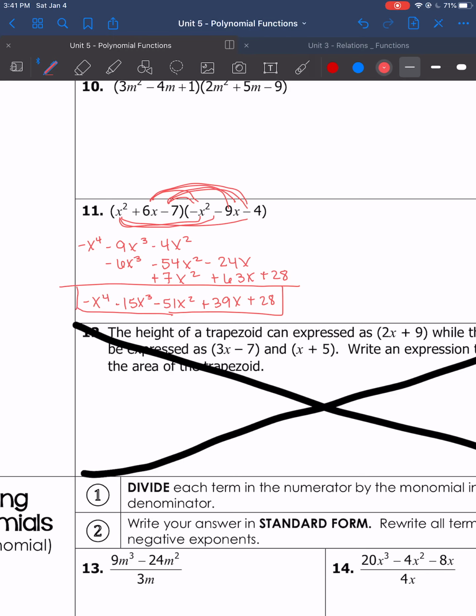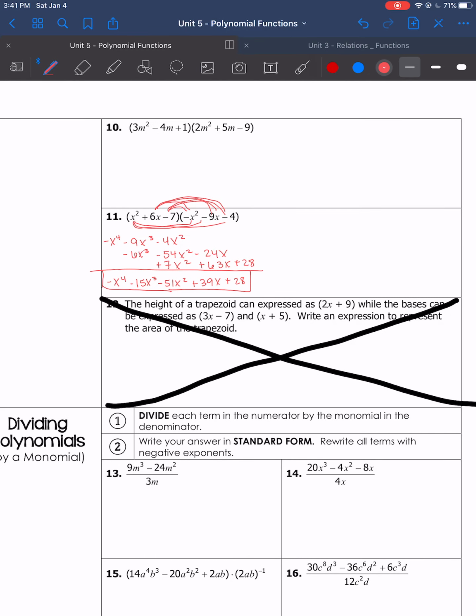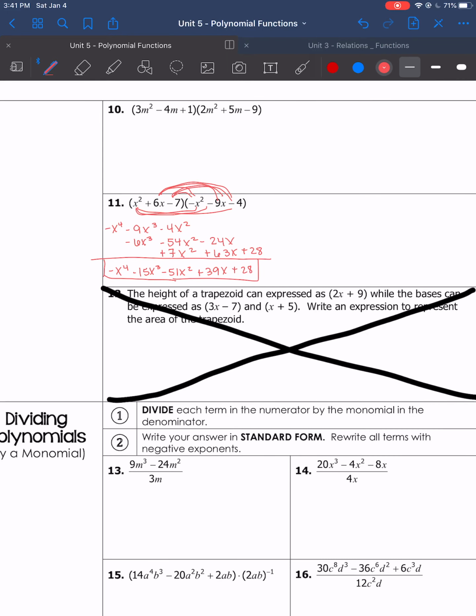Also, if you want to figure out 12, you're more than welcome to. I might put it on there as an extra credit, but I don't expect you to know how to do it, unless you just really want to figure it out. If you do want to learn how to do it, come talk to me and I'll help you.